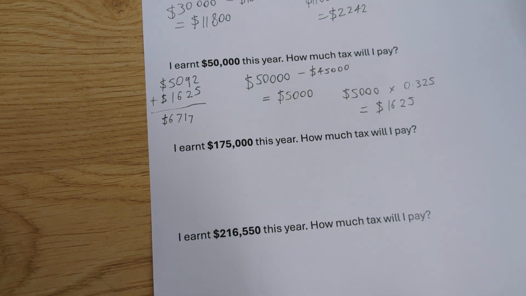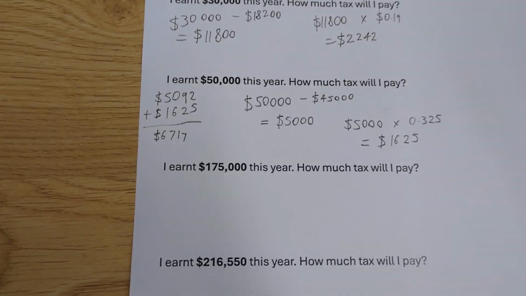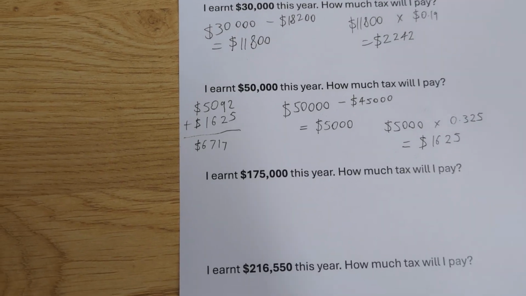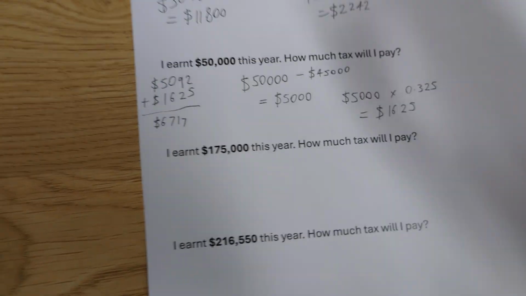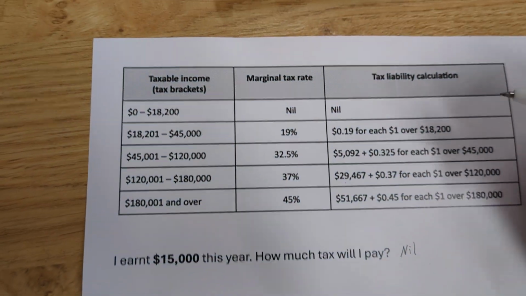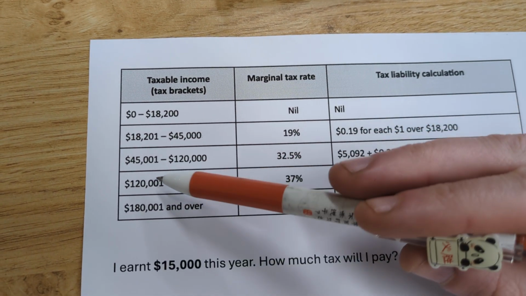175,000. Now that's a lot of money. If you're earning this much money in a year, you've probably got an accountant, but let's pretend that you don't. Let's pretend that you've stolen a lot of money and you decided to declare it as income. Okay, which tax bracket are we in? Here we are, we're in this one. Less than 180, but bigger than 120.